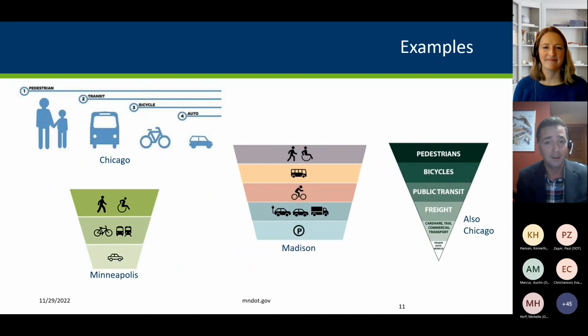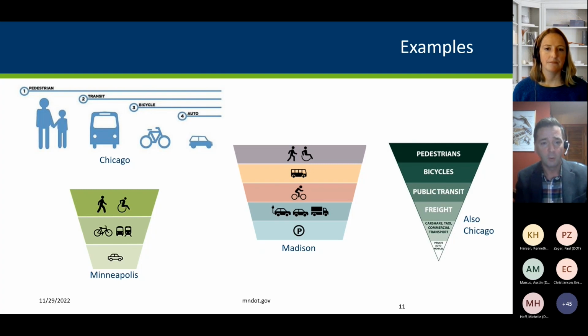So that's what we did. This isn't new. This is an idea that's been around for a while. I think in 2008 is when Chicago did that top left modal hierarchy example. These usually take the form of this inverse pyramid type of thing, and it sets a priority for modes where pedestrians are always at top, then it's bikes or transit, depending on what you're looking at. And then vehicles, it could be freight, it could be just vehicles within. So cities have been doing this for a while.